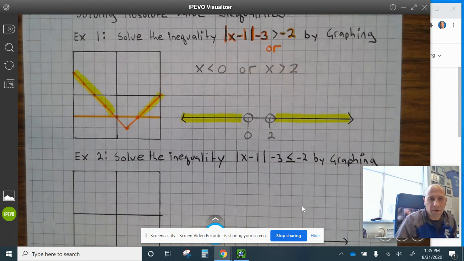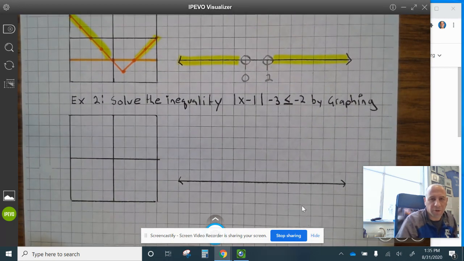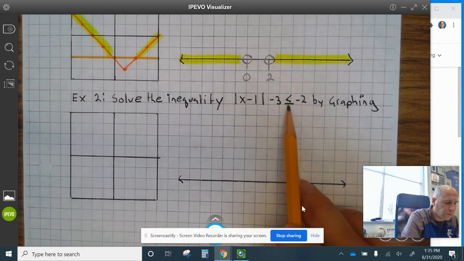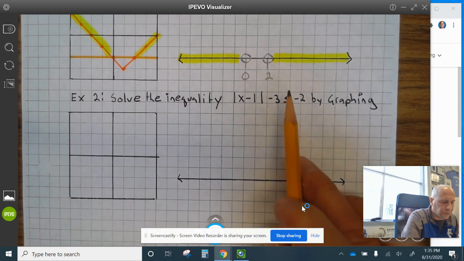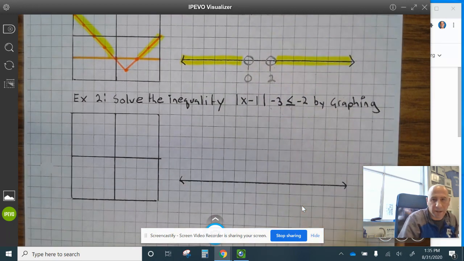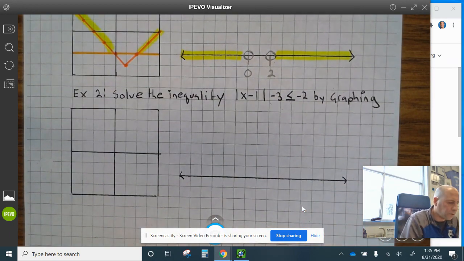Now let's take a look at example 2. You notice I'm using the same inequality except I'm changing the inequality in the middle. So it's the same except for that, so you can see the difference between the or statement and the and statement. So example 2, solve the inequality: absolute value of x minus 1, minus 3, is less than or equal to negative 2, by graphing.